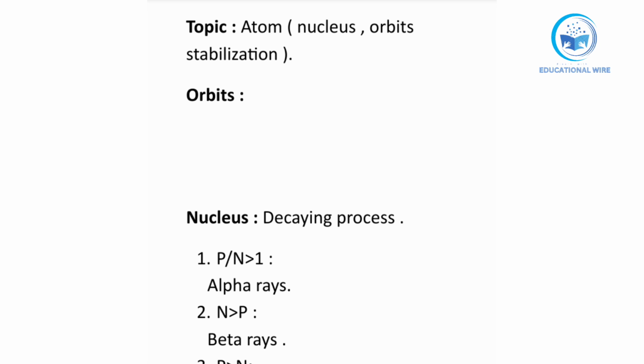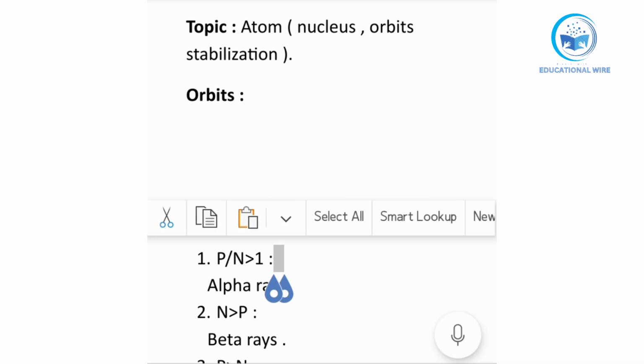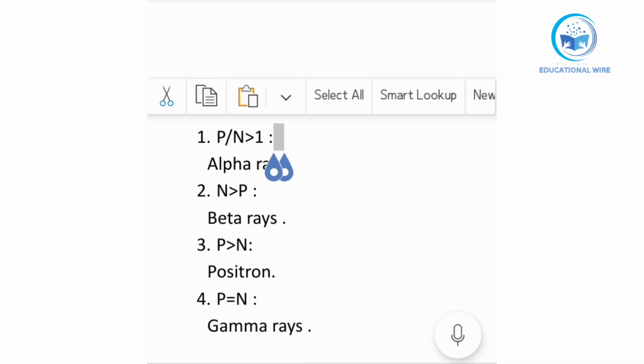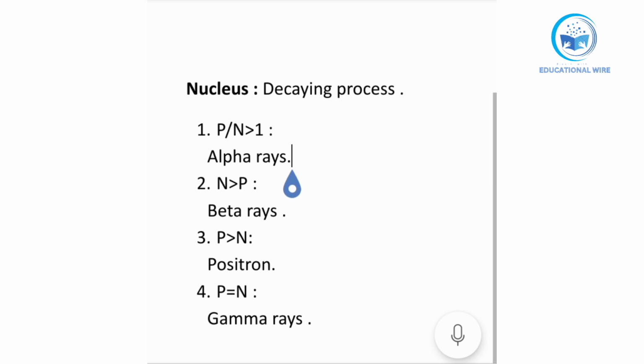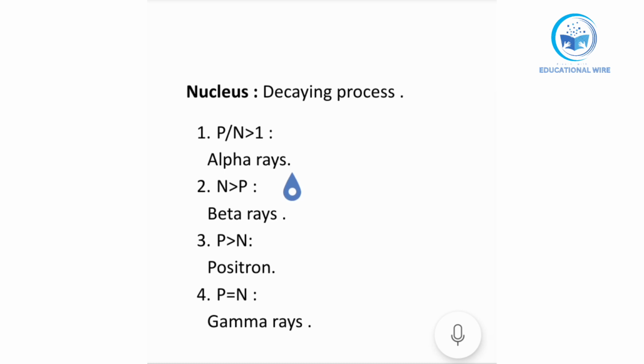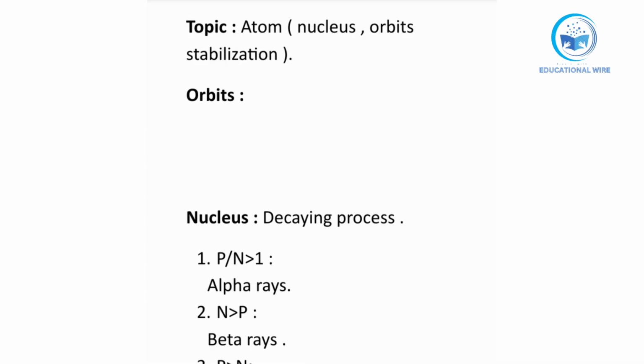But if we talk about the nucleus, meaning the decaying process of it, there are 4 methods. Number 1 is proton and neutron greater than 1, or neutron greater than proton, or proton greater than neutron, or proton equal to neutron. Talking about proton and neutron greater than 1, in that method both will emit out energy, or decay, to form alpha rays.